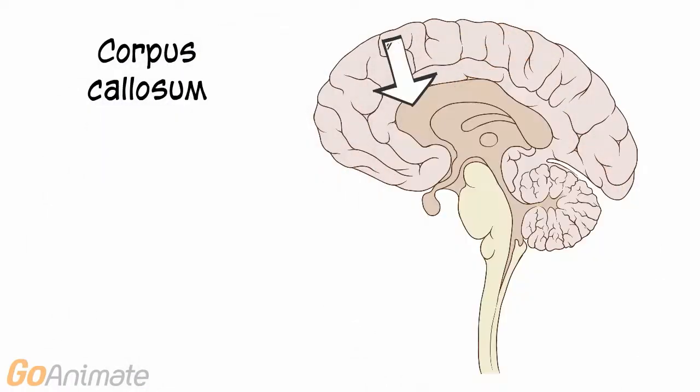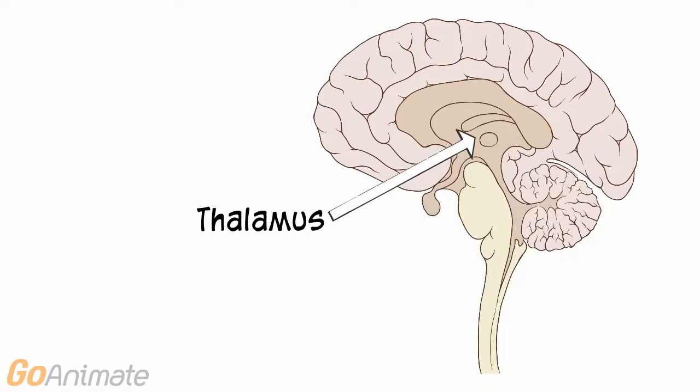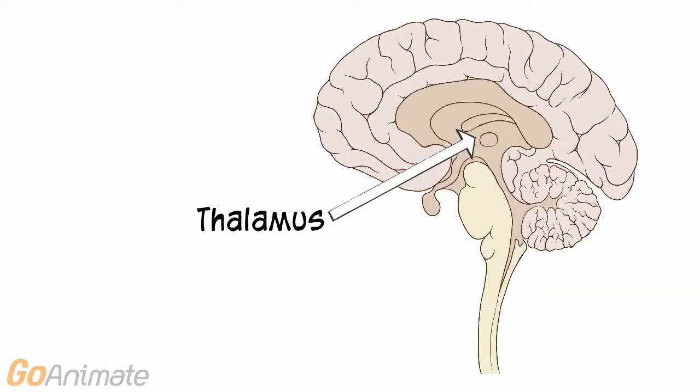This is a mid-sagittal section of the brain. We can see the corpus callosum, a white matter bridge that unites both hemispheres of the cerebrum. The diencephalon is inferior to the corpus callosum and contains the thalamus and hypothalamus. The thalamus relays sensory information to the cerebrum. It is also involved in emotions.